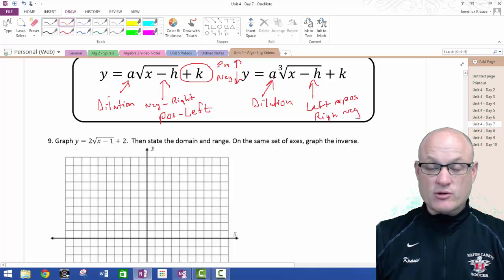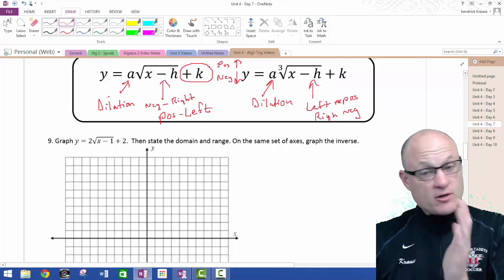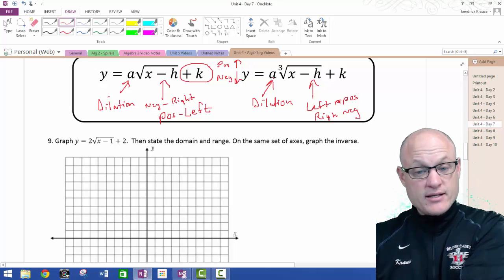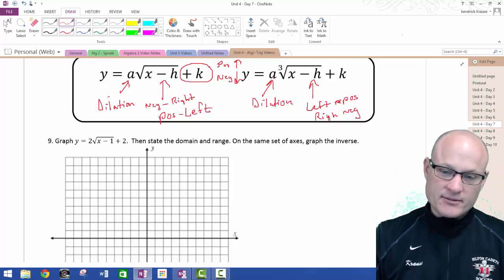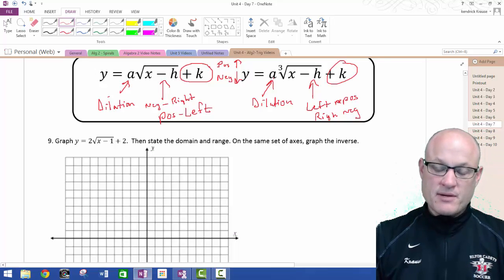Again, this is backwards from what you might think. If I want to go to the right, that's a negative. If I want to go to the left, I'm adding in there. And again, this is the same as before. Positive, you're going up. Negative, you're going down.